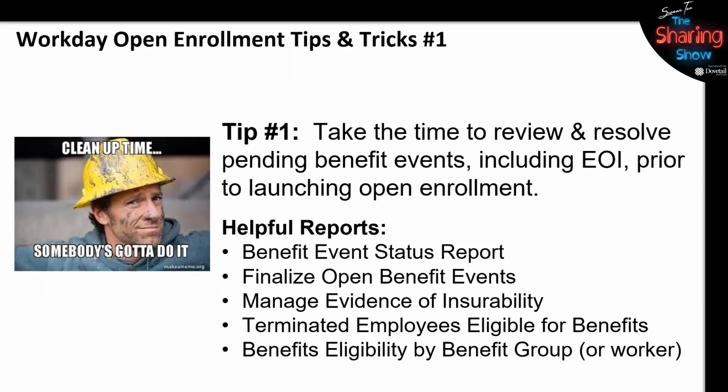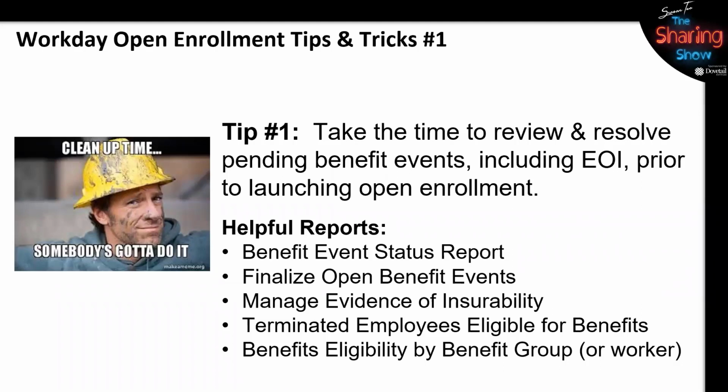So make sure that you have cleaned up any people who maybe have requested an event, initiated an event, but forgot to complete it, different things like that, because those can definitely sometimes muck up the open enrollment process when employees end up with multiple benefit events in their inboxes. So some helpful reports for doing that cleanup is running that benefit event status report. It's got several different ways you can filter that. There's a task to finalize open benefit events. So if you find that you have a lot of open events, you can actually run that task and finalize them or move them to that completed status all at once.